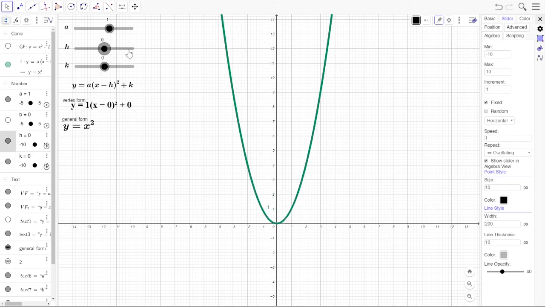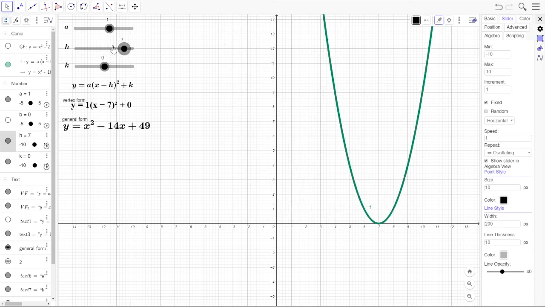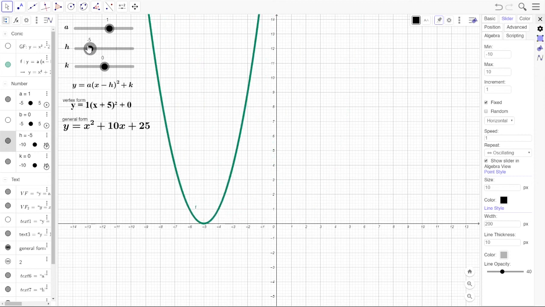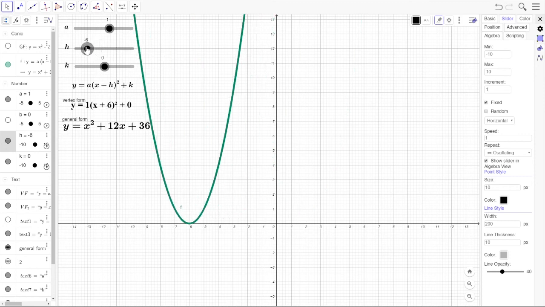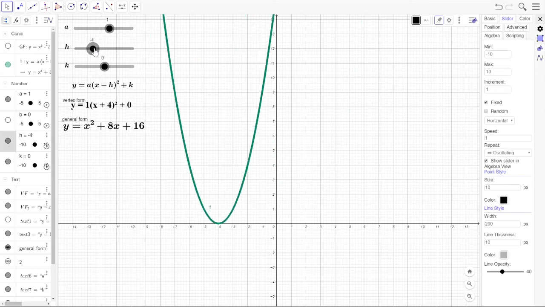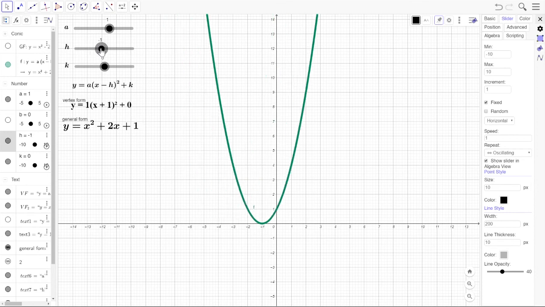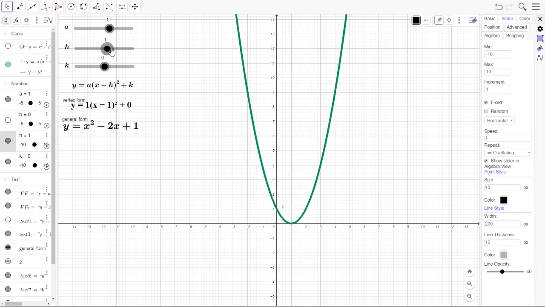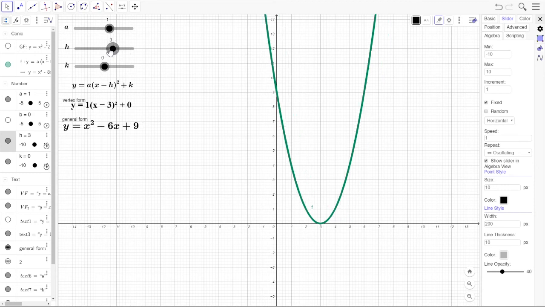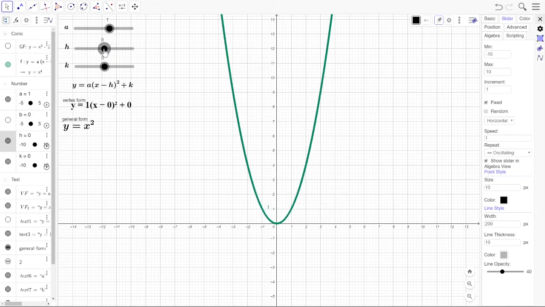So, yung h at k natin, may kanya-kanya siyang movement. Dahil yung h natin is the value of x of the vertex natin, nagkakaroon siya ng movement to the right or to the left. Kapag negative yung h natin, the original graph na x squared ay nag-move to the left, and kapag positive, nag-move to the right. Okay ba?